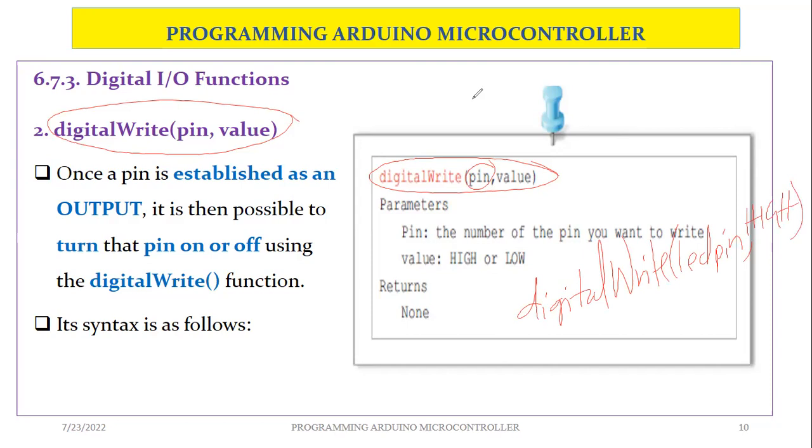And if I want to turn it off, then I'll basically say digitalWrite to LED, and this one is connected to pin number 13, LOW. So that will switch off the LED. So basically that is how we use the digitalWrite function.